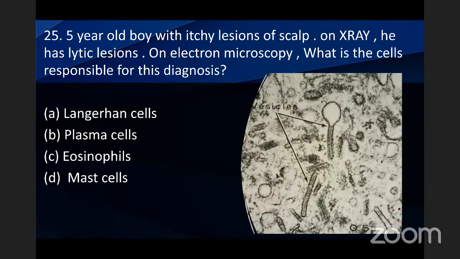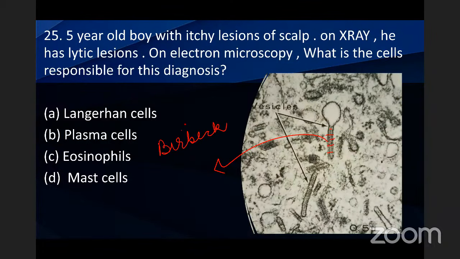A 5-year-old boy with itchy lesions of the scalp, with a lot of lytic lesions, and on electron microscopy this is seen. What is this? Guys, these are Birbeck granules. These are tennis racket shaped structures, which you can see here. Please remember, they are pentalaminar, and they are tennis racket shaped structures. So they are Birbeck granules.